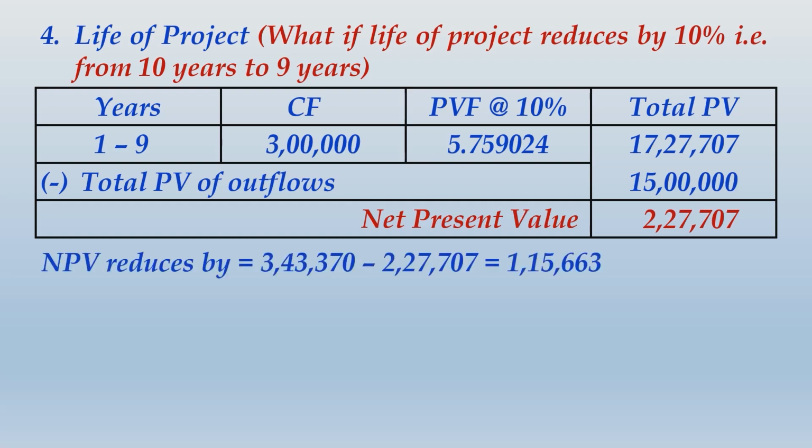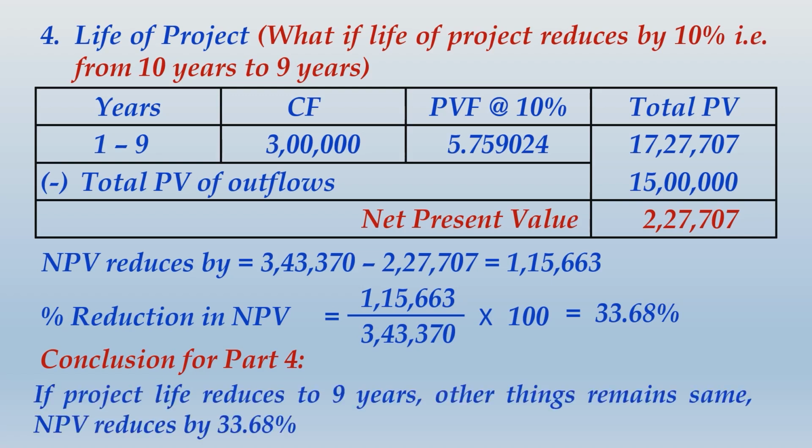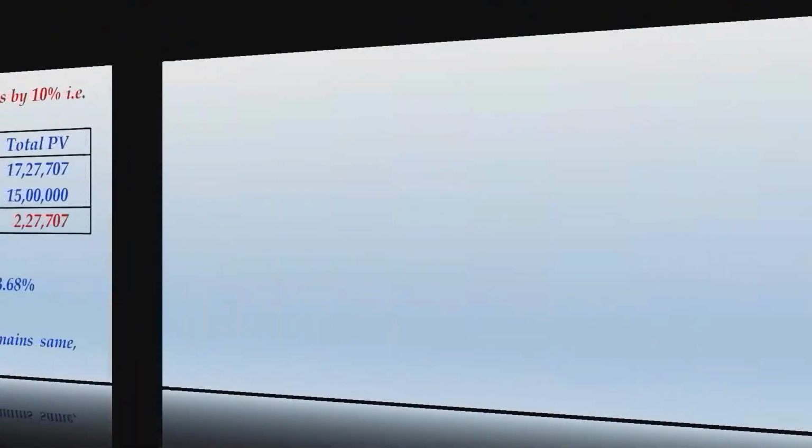2,27,707, and there is a reduction in NPV by 1,15,663. So the percentage reduction in NPV is 33.68%. So the conclusion for part 4 would be, if project life reduces to 9 years, other things remaining the same, NPV reduces by 33.68%. Let us move ahead and write down the final conclusion.